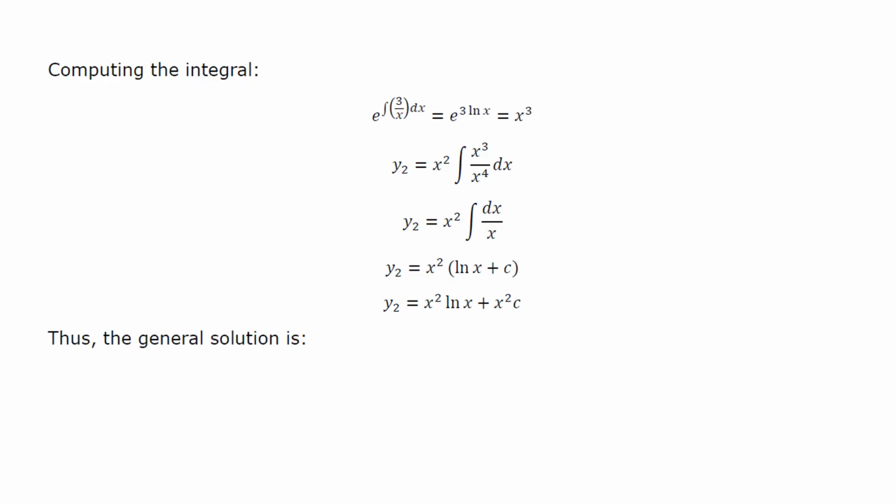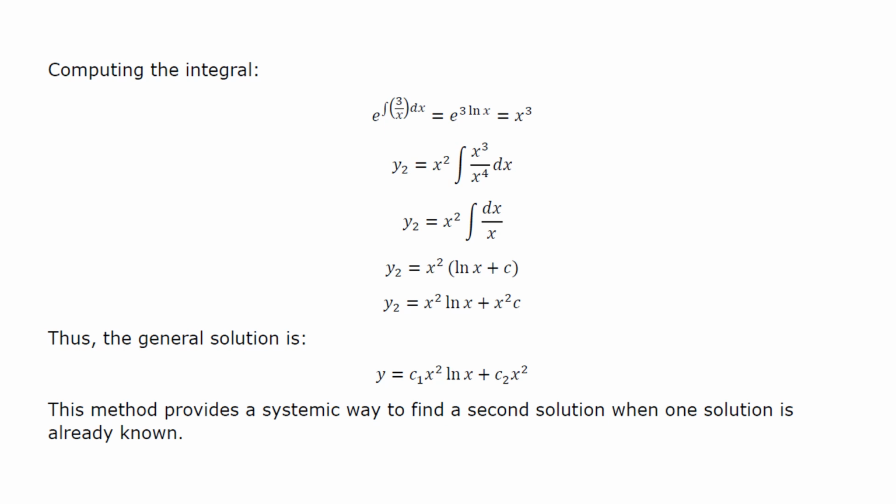Okay, so the general solution of our DE would be y equals c sub 1 times x squared natural log x plus c sub 2 x squared. And so this then would be the second solution to our DE. And this provides a more systematic way to finding your second solution when one solution is already known.